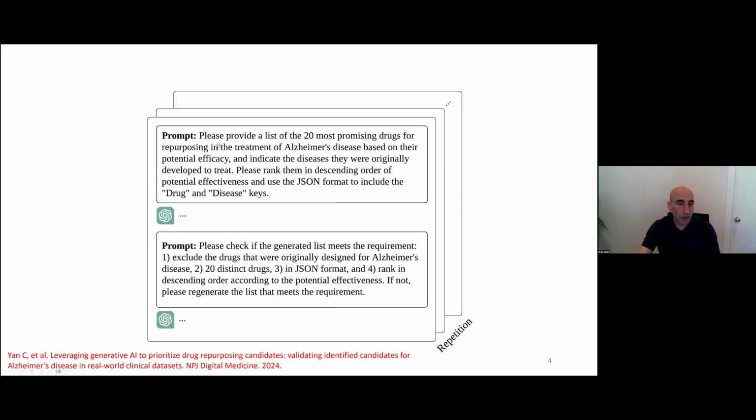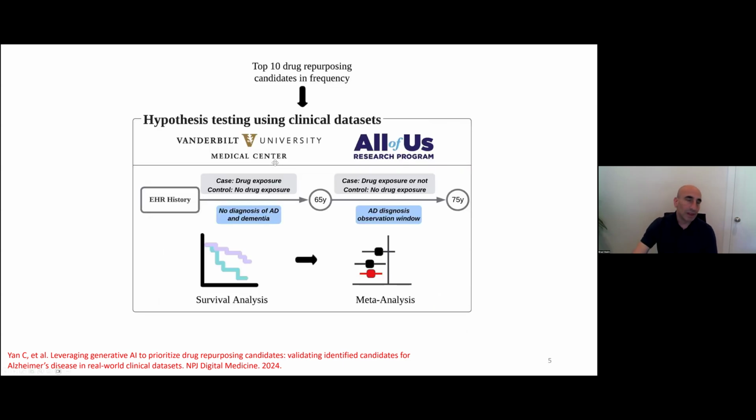We were hyper-specific with our prompting. We said we want you to exclude drugs that were originally designed for Alzheimer's. We want you to be very particular with respect to the ranking. Then we took what came out of this LLM and we checked to see how well it understood things that might be happening that might not be on brand.